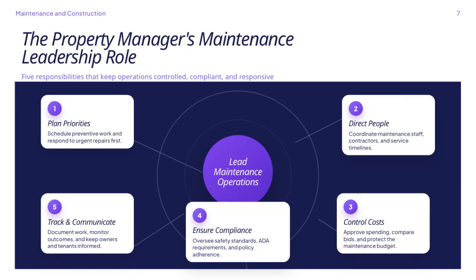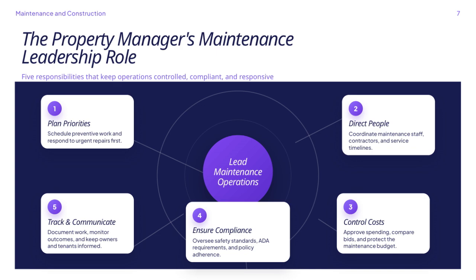As a property manager leading maintenance operations, there are 5 key responsibilities that ensure everything runs smoothly, stays compliant, and remains responsive to needs. First, planning priorities is essential. This means scheduling preventive maintenance while also making sure urgent repairs get immediate attention. Next, directing people involves coordinating maintenance staff, contractors, and service schedules effectively to keep the workflow organized.